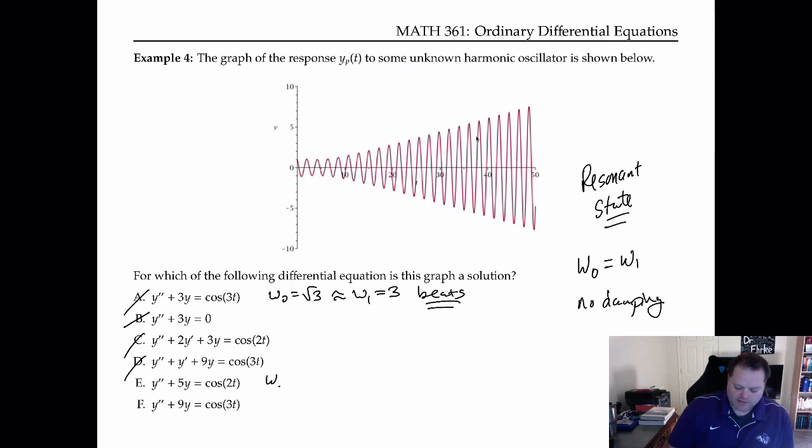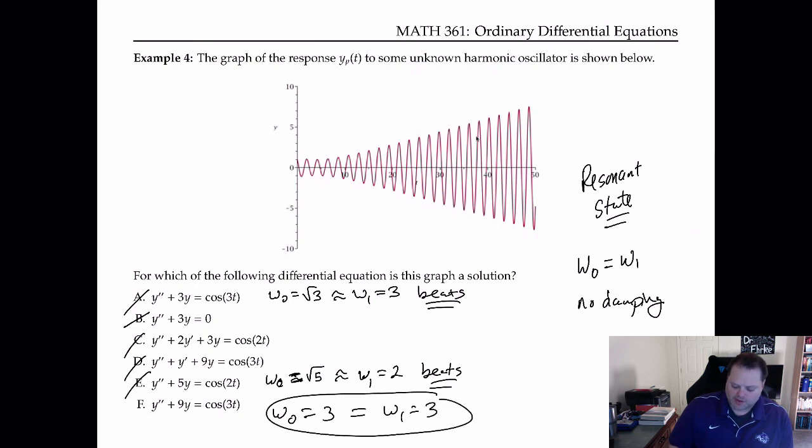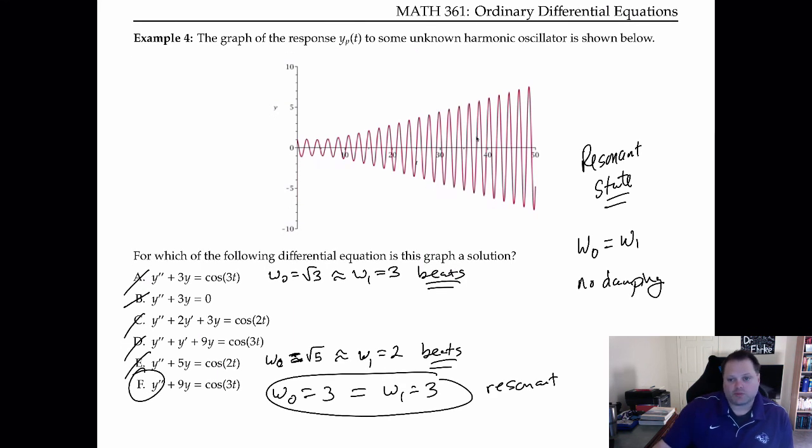E is square root of 5, which is approximately 2. But once again, they're not the same, so this is beats. F is correct because omega naught is 3, which is actually equal to omega 1, which is also 3, so that's my resonance state. So the only oscillator equation that can produce a response like this is F.